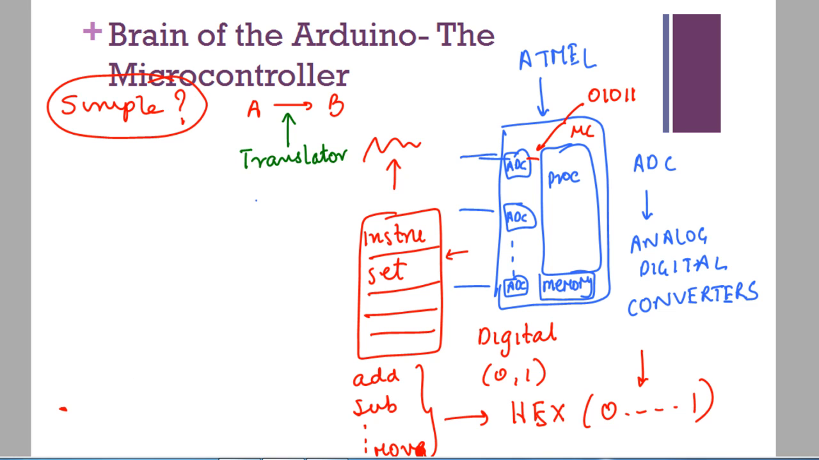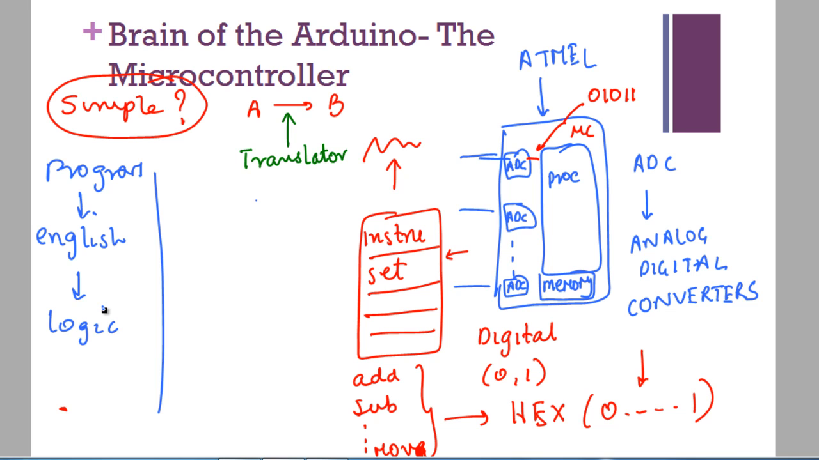Similarly, for an Arduino board, you write a program which is in a higher level language which is very similar to English, with a little bit of logic to it, and then you run it through the Arduino application or program that has inside it something called a compiler. A compiler, in a very literal sense, can be called a translator.